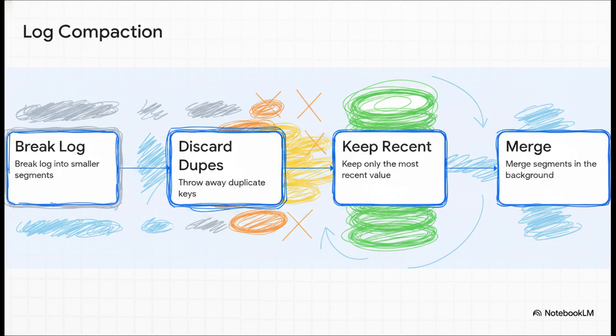The real brilliance here is that this all happens in a background thread. Your application just keeps reading and writing to the old segments without any interruption. And once the new compacted segment is ready, the system seamlessly switches over and trashes the old files.